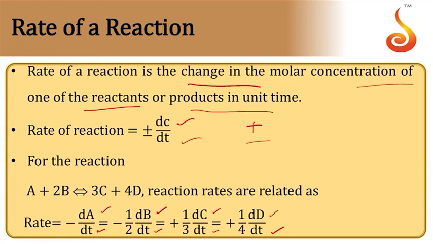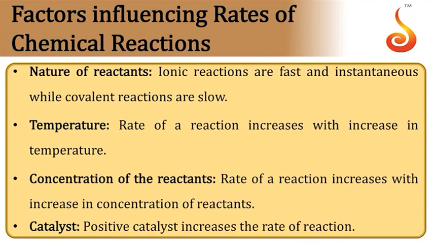Here with respect to reactants, a negative sign is assigned. With respect to reactants A and B, we are assigning a negative sign, and with respect to products, a positive sign is given. So rate with respect to reactants is assigned a negative sign, and with respect to products, it is assigned a positive sign.